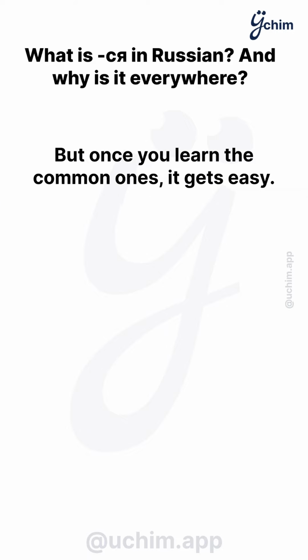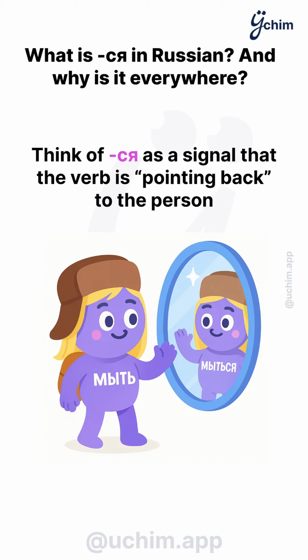But once you learn the common ones, it gets easy. Think of ся as a signal that the verb is pointing back to the person, like a little mirror on the end.